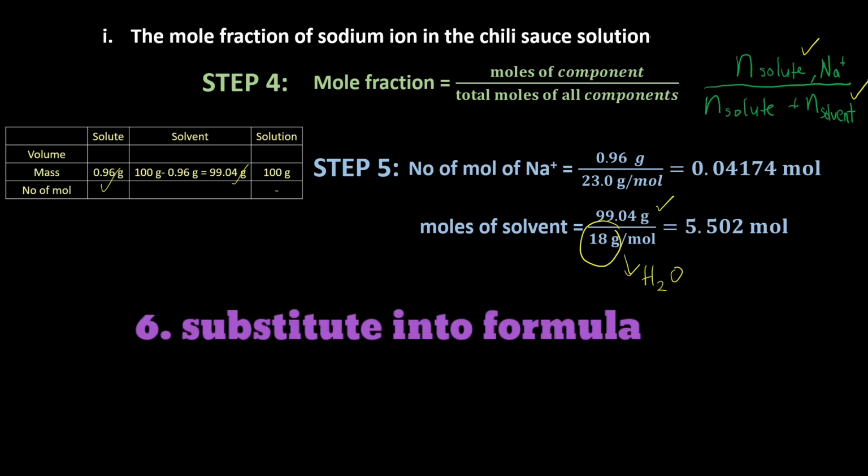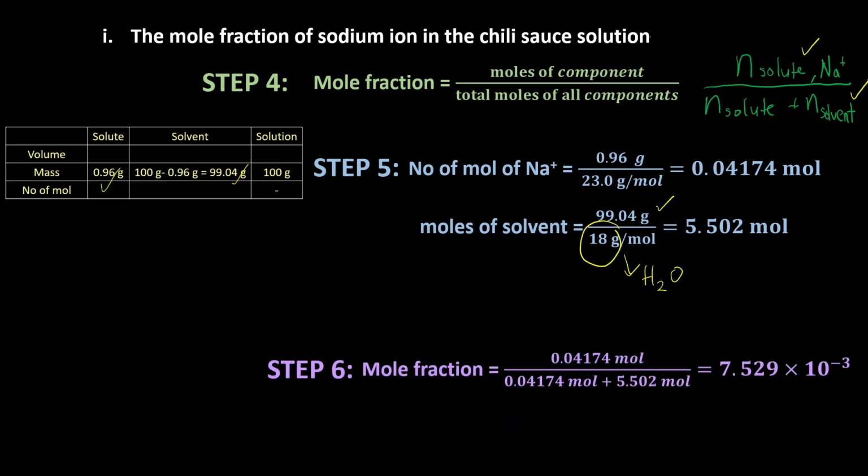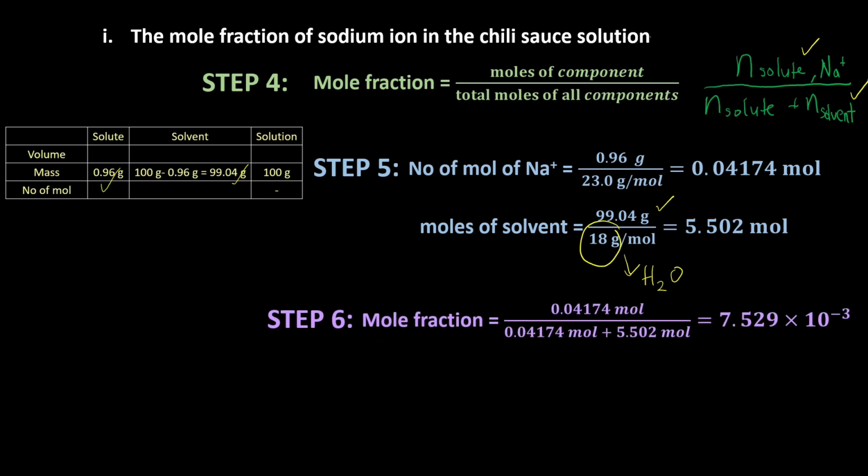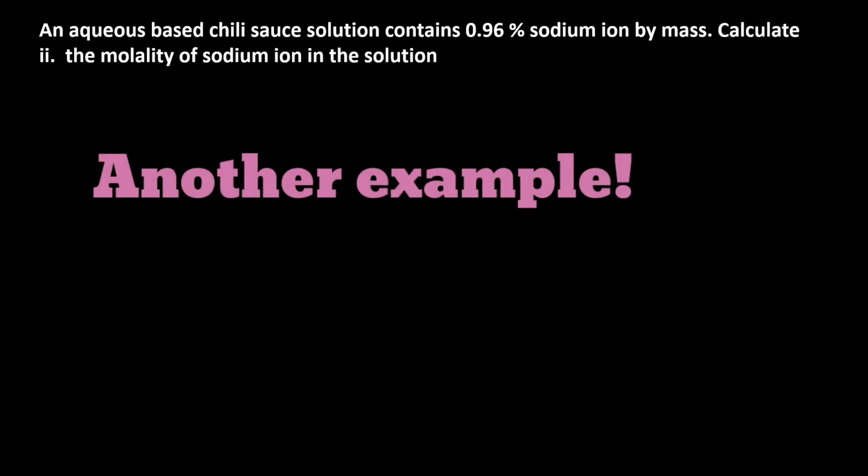Then in step number 6, we just need to substitute whatever we have converted in step number 5 into the formula to get the final answer. In step number 5, we already have moles of solute, so we just need to substitute it into the formula, and also moles of solvent. And the 7.529 times 10 to the power of negative 3 is the mole fraction of sodium ion in the chili sauce solution. So I will show you another example on how to convert between solution concentration expressions.